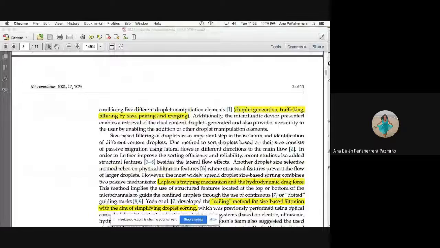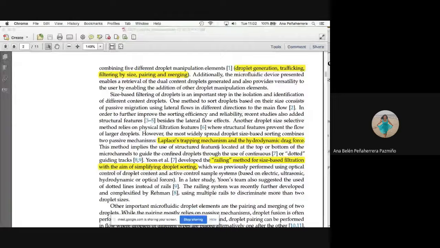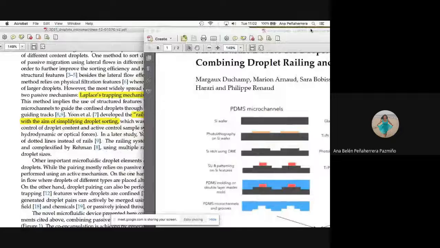So in order to build the microfluidic device, they referred to the droplet generation section, the trafficking, the filter, and then the zones for pairing and merging. Here in the supplementary information, we can see briefly how it is produced.